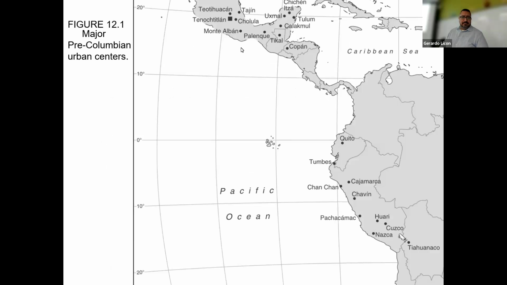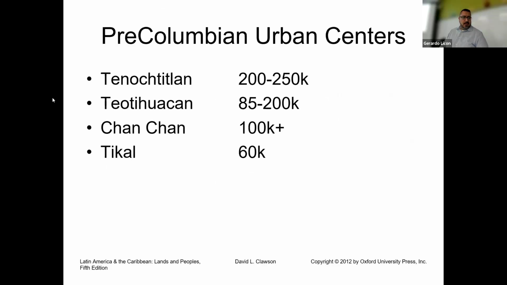All right, the major pre-Columbian urban centers. So again, they're in Mesoamerica and the Andes. What did the homework question ask? What were the three largest? They would be Tenochtitlan at 200 to 250,000, Teotihuacan from 85 to 200,000, and Chan Chan, one we haven't talked about, with over 100,000. And if we were to add a fourth to the three that were asked for in homework, it would be Tikal at 60,000.